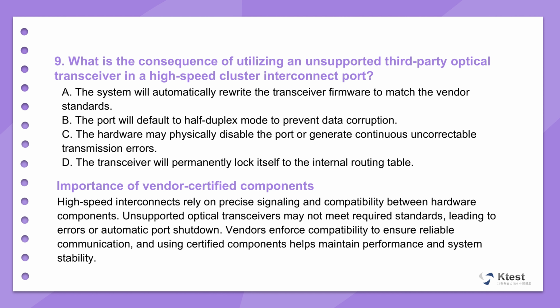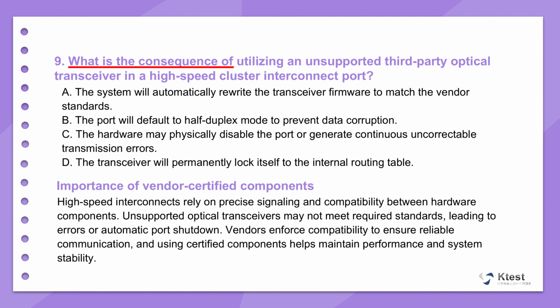Speaking of transceivers, let's hit question 9. What is the consequence of utilizing an unsupported third-party optical transceiver in a high-speed cluster interconnect port? Options. A. The system will automatically rewrite the transceiver firmware to match the vendor standards. B. The port will default to half-duplex mode to prevent data corruption. C. The hardware may physically disable the port or generate continuous uncorrectable transmission errors. D. The transceiver will permanently lock itself to the internal routing table.